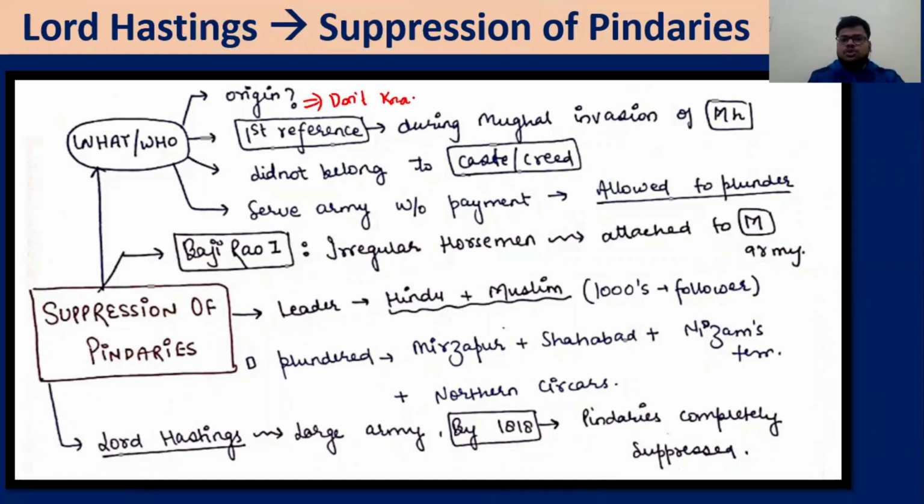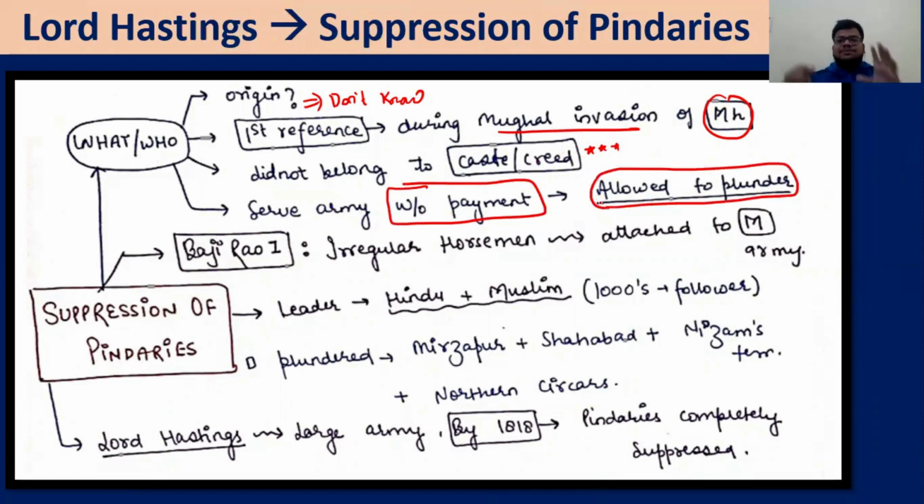The first reference to the Pindaris comes during the Mughal invasion of Maharashtra. They did not belong to any particular caste or creed. They served in armies without payment, which means they were allowed to plunder. For example, if I employ these Pindaris in my army, I will say I will not pay you anything, but if I win this territory, you have all the right to plunder that place as much as you want. In the times of Baji Rao, they were irregular horsemen attached to the Maratha army.